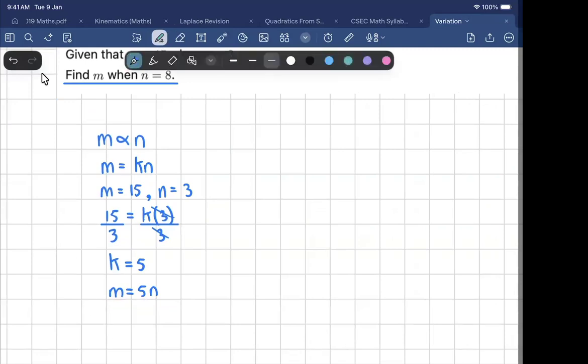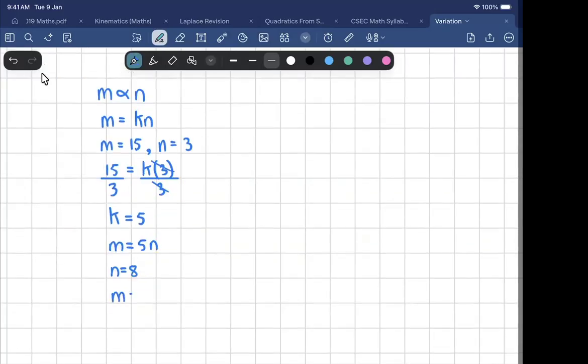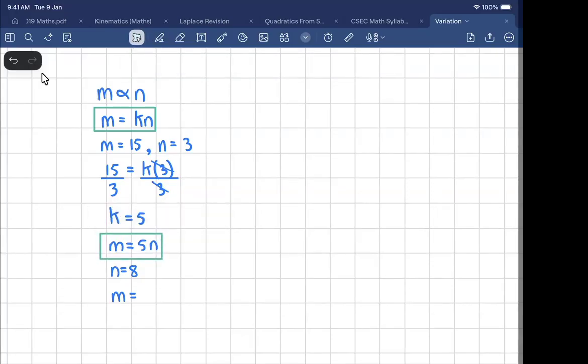So how am I going to do that? They're telling us n is equal to 8. So how am I going to find m? Tell me, how is m related to n? We multiply 8 by 5. Remind me, what's the relationship between m and n? M is 5 times what? n.